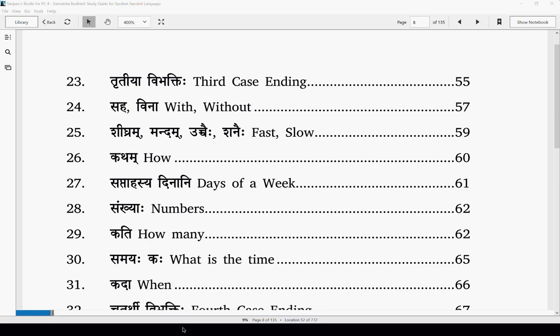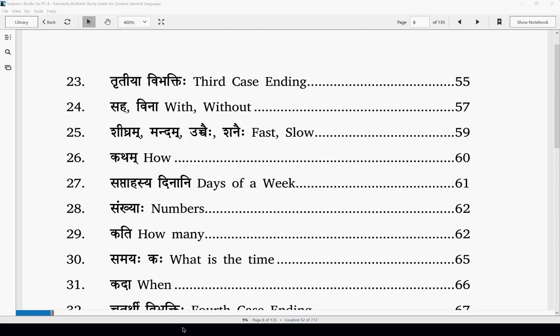Shanaihi. Shanaihi vadatu. Uchchai vadatu. Shanaihi gacchati. Shanaihi vrushti patati. Jalam shanaihi patati. Atha jnanam shanaihi agacchati. Shigram, mandam, uchchai, shanaihi. Note that these are avyayam.